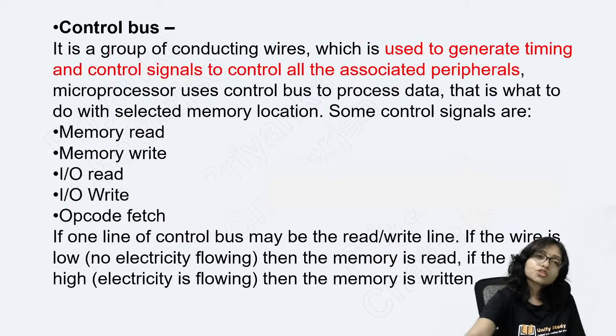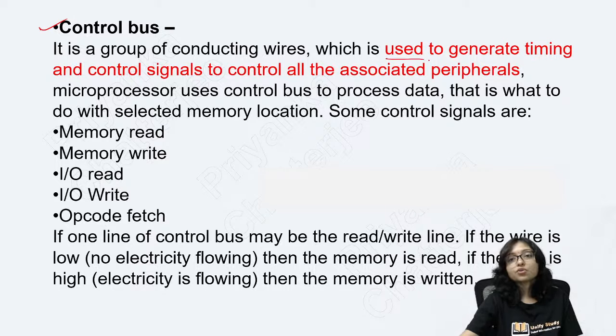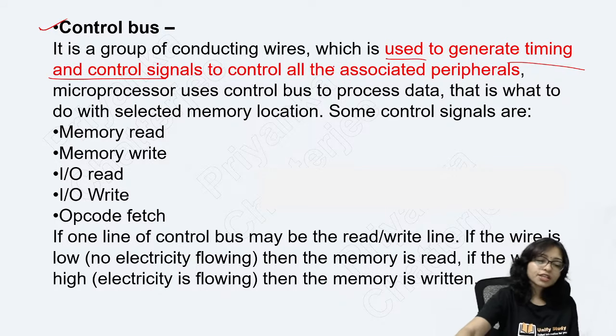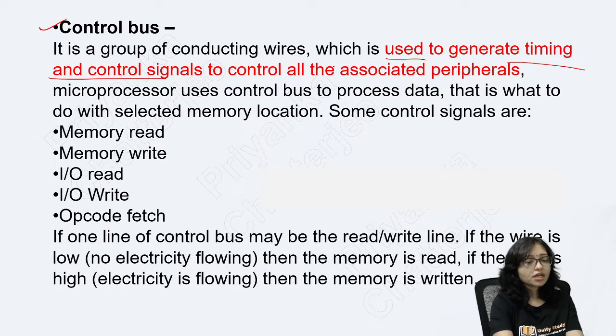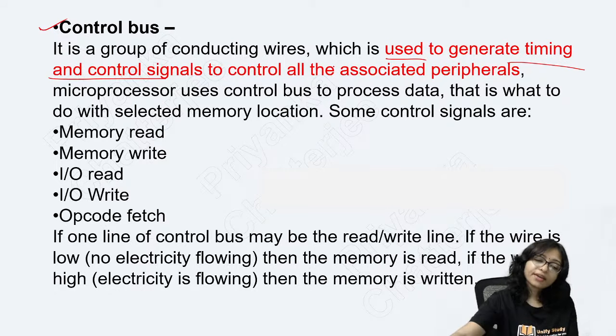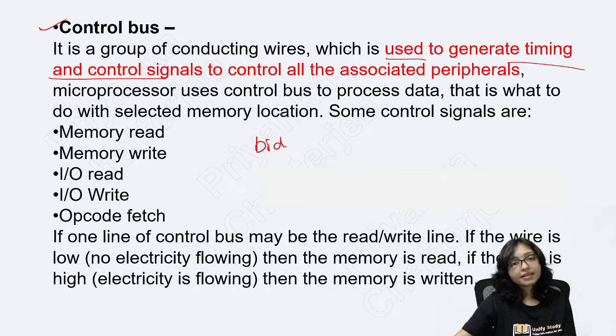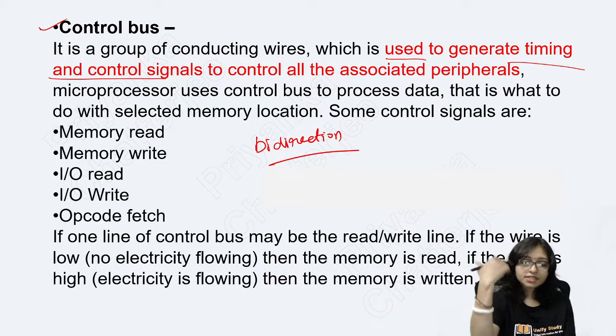Okay. Next one is the control bus. I told you here that it is used to generate the timing and control signals. Will it be unidirectional or bidirectional? Tell me, what do you think? Because I have to send the signal, and I have to receive the signal also, right? So definitely the control bus will also be bi-directional. It will send and it will receive. Signals will be carried and signals will be received also. That's why it will always be bi-directional.